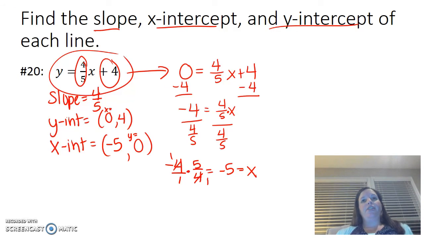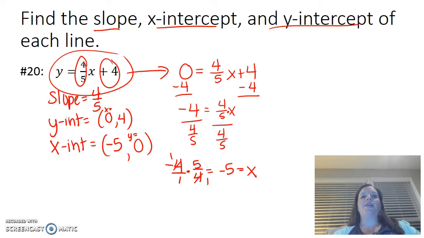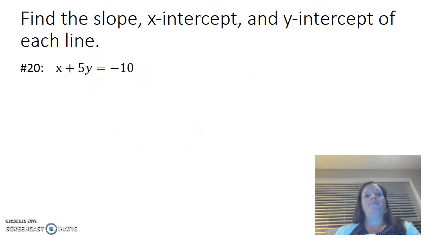So to find intercepts, remember, plug in 0 for one of the values and solve for the other. So plug in 0 for y to find the x-intercept. Plug in 0 for x, and you can find the y-intercept if you don't have another way to do it.